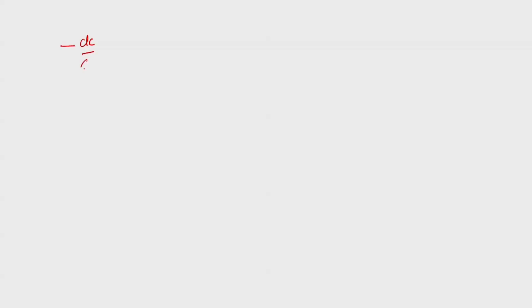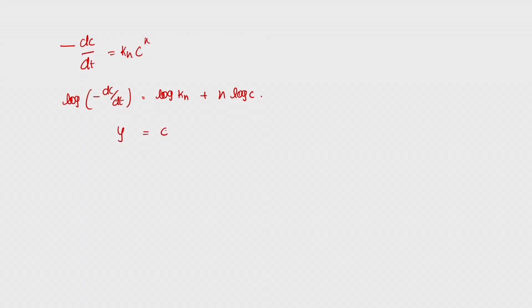The general expression we have is minus dC upon dt, which is nothing but Kn C power n. So what we are going to do is take the log on both sides, which gives log Kn plus n log C, right. So now it becomes the form y equal to mx plus c, right.